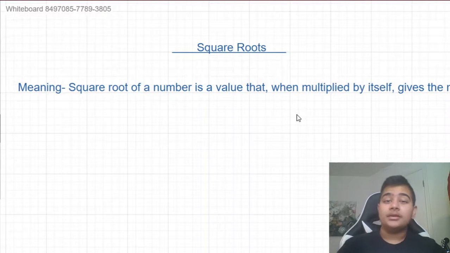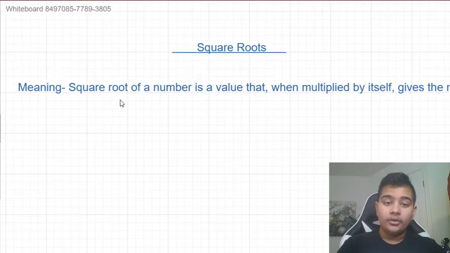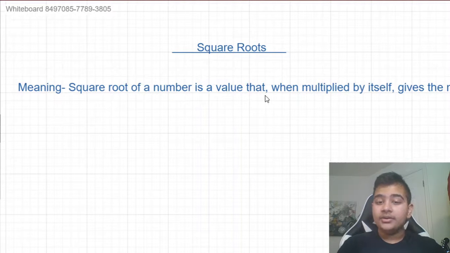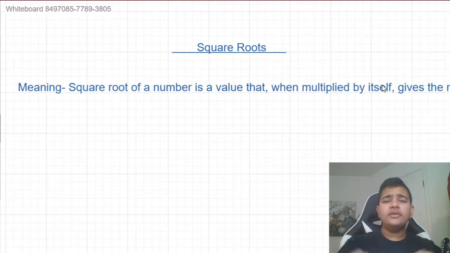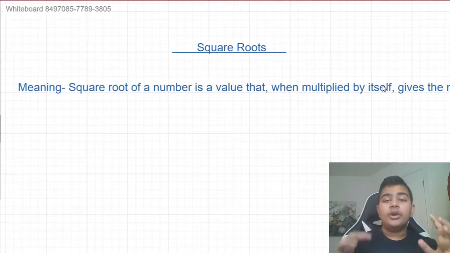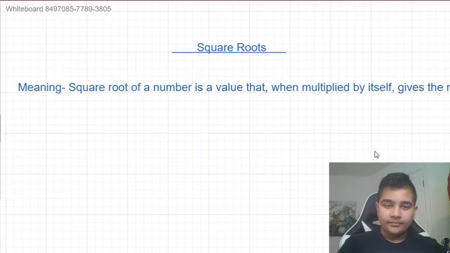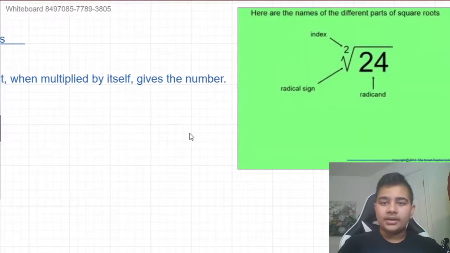So let's look at the meaning of square root. The square root of a number is a value that when multiplied by itself gives the number. So if you didn't understand that, no worries. Just like our previous videos, we will come back to this sentence and see what each part actually meant, incorporated with our examples. So let's move on to our examples.